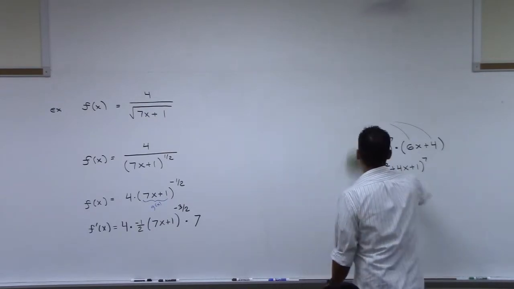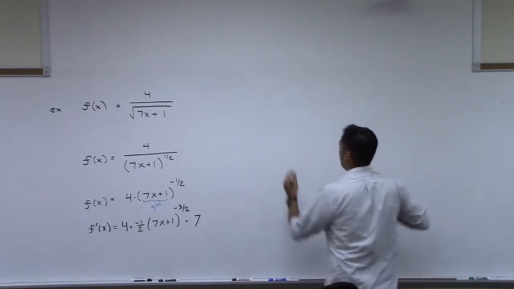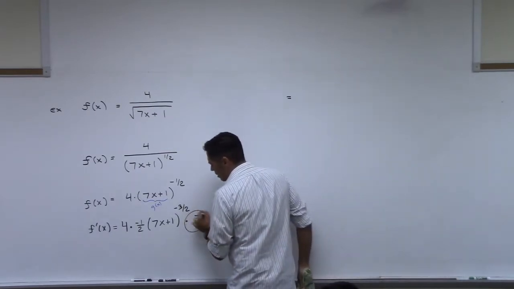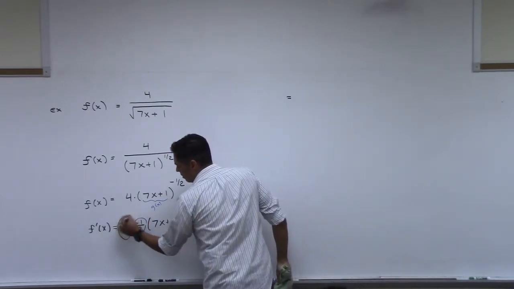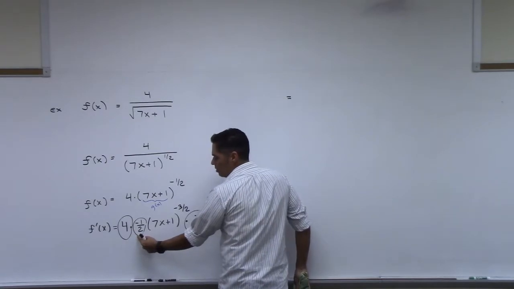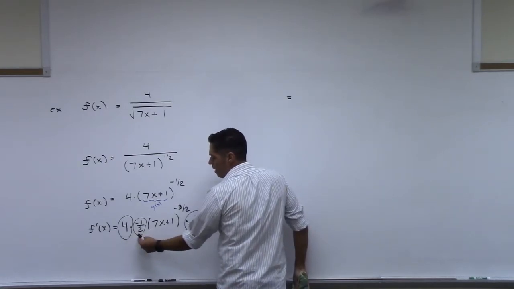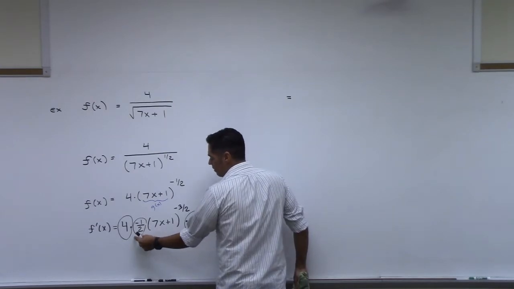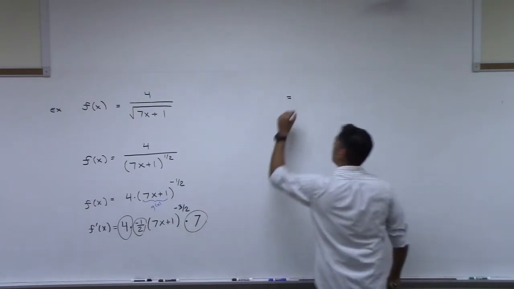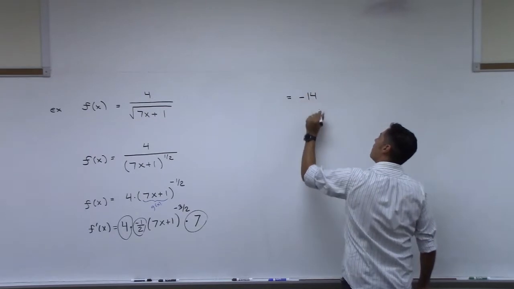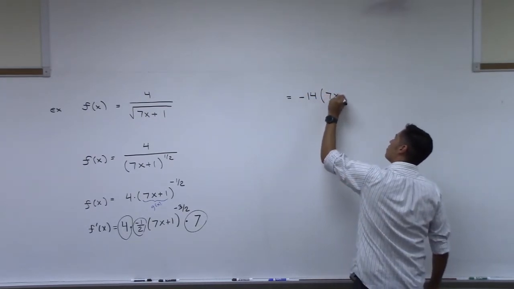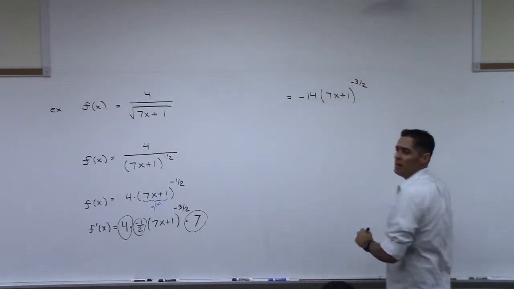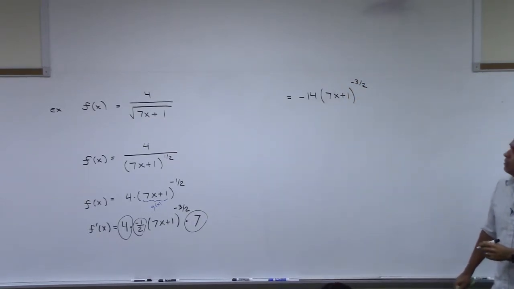Now, I'm going to clean this up a little bit. I'm not quite done because I've got a bunch of numbers, and I can put numbers together. So I'm going to do this, and this, and this together. So these two together give me -2, right? Half of 4 is 2, but negative times a positive is negative. So that's -2, and then times 7. So -14, 7x plus 1 to the -3/2. We still agree with that? Okay.